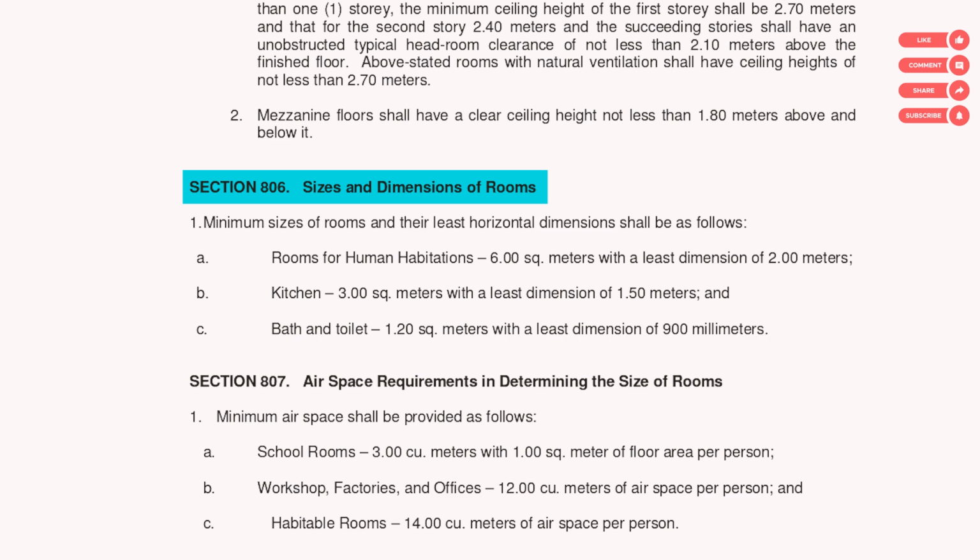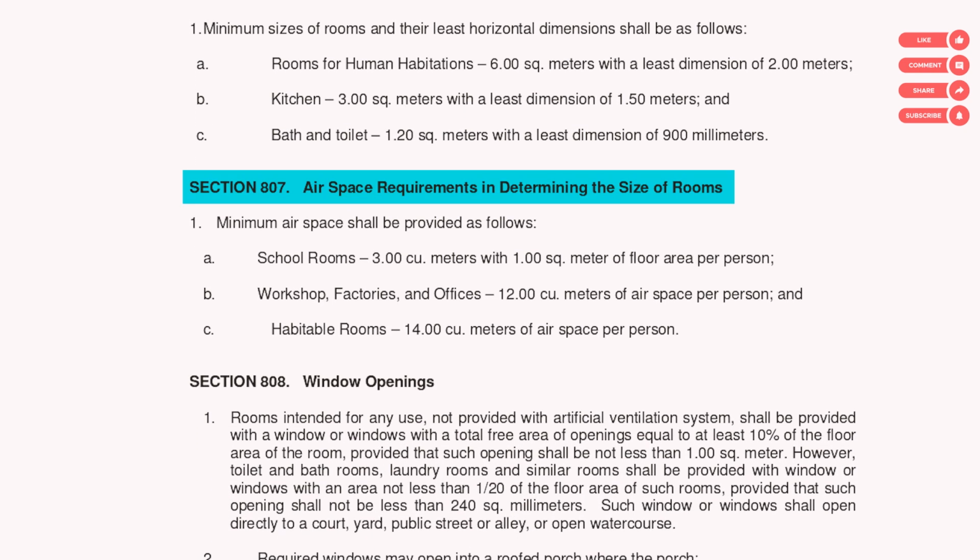Okay, how about airspace requirement, or as I like to call this, minimum room volume. This is really about volume naman. The other one's about area, ito about volume. Again, three types of rooms na may minimum volume requirement or minimum airspace requirements. Schoolroom, workshops, factories, and offices, and habitable rooms.